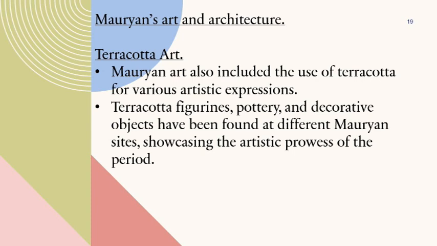Terracotta art. Mauryan art also included the use of terracotta for various artistic expressions. Terracotta figurines, pottery, and decorative objects have been found at different Mauryan sites, showcasing the artistic prowess of the period.